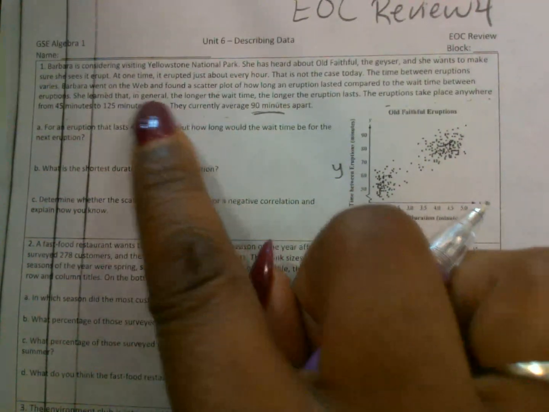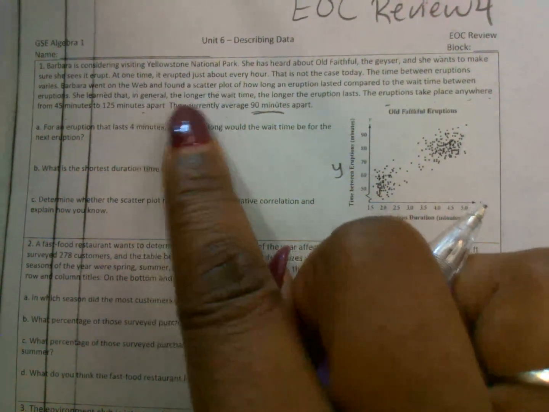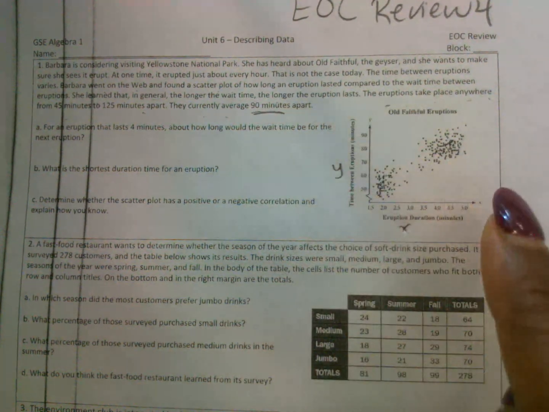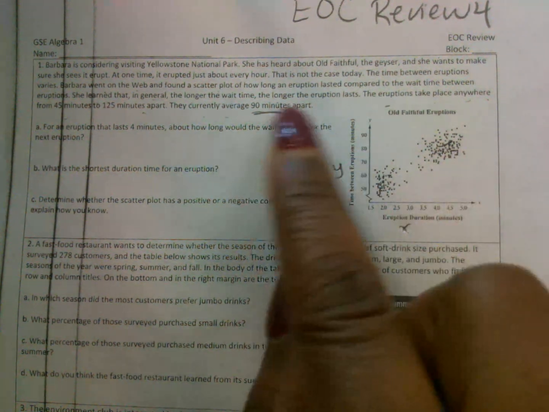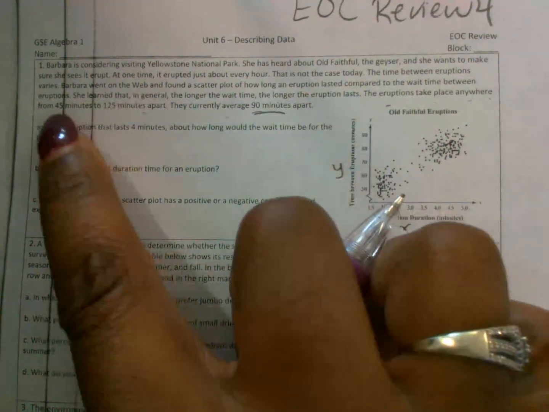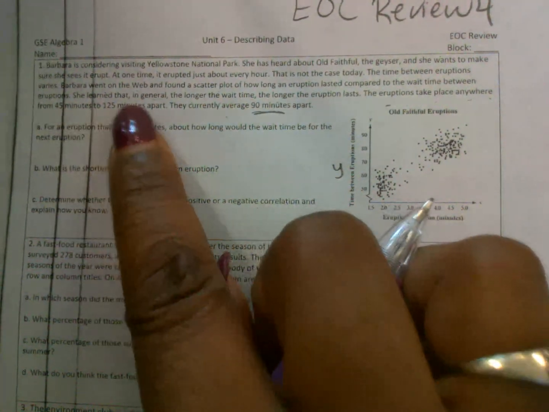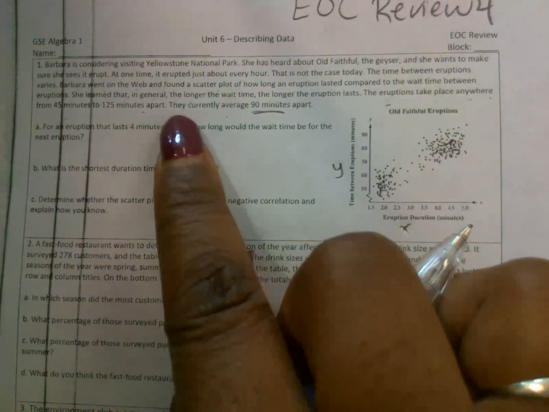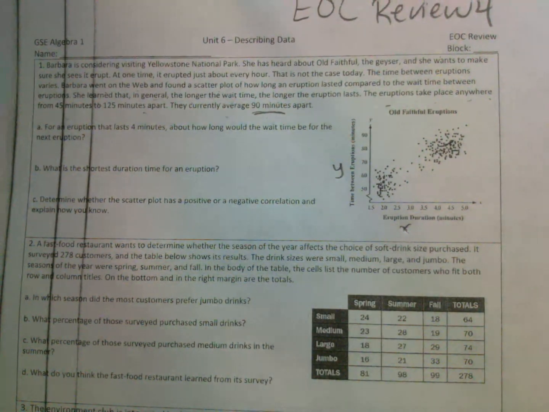She learned that in general, the longer the wait time, the longer the eruption. It's an increase. That's why it looks like this. Then it says the eruptions take place anywhere from 45 minutes to 125 minutes apart. Then it says they currently average about 90 minutes apart.